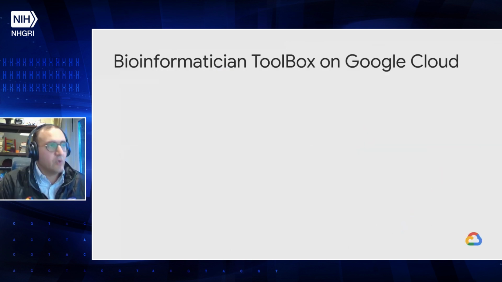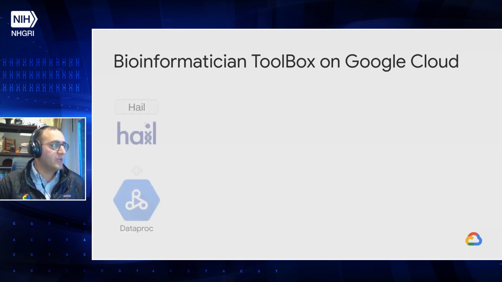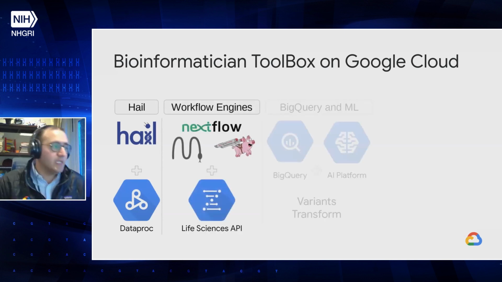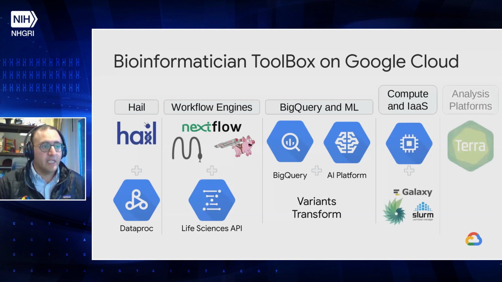So I'm going to go quickly through what I call a bioinformatician toolbox on Google Cloud. Lots of the developers of tools have been adopting cloud for the past few years. And what that means is there is a multitude of tools that you can easily access on Google Cloud. As an example, one of the services on Google Cloud is Dataproc, which is our managed Hadoop and Spark clusters. And you can easily deploy Hail on top of that. And we're going to talk a little bit about that later.